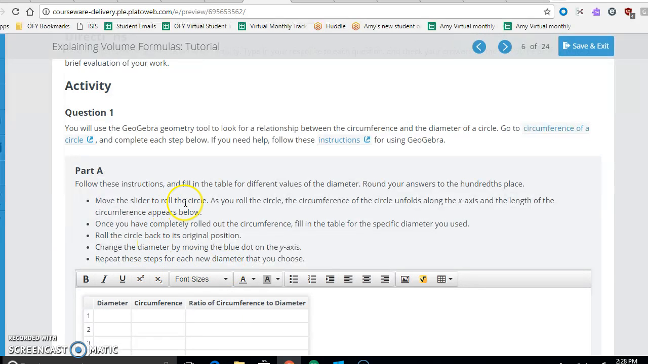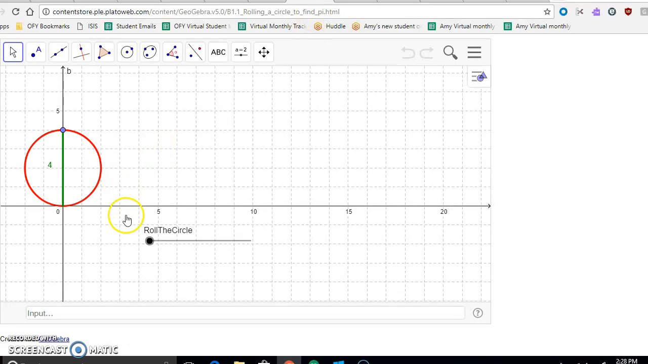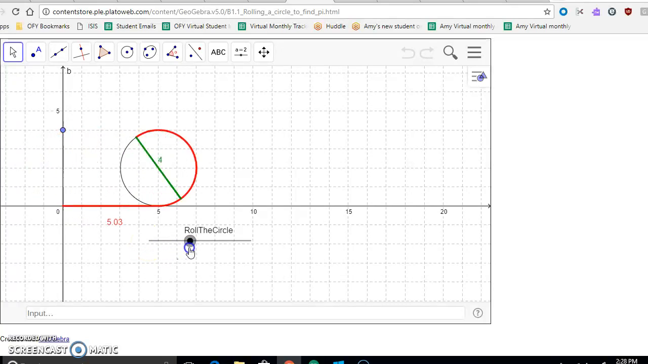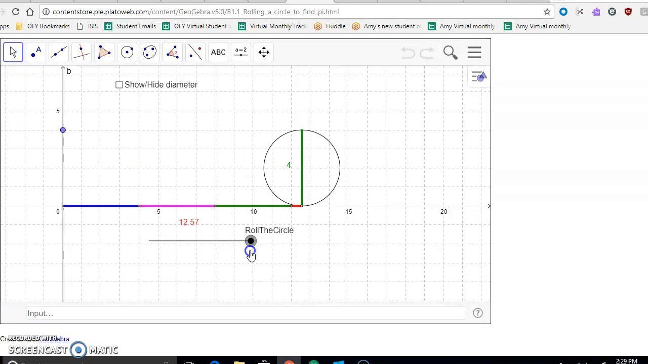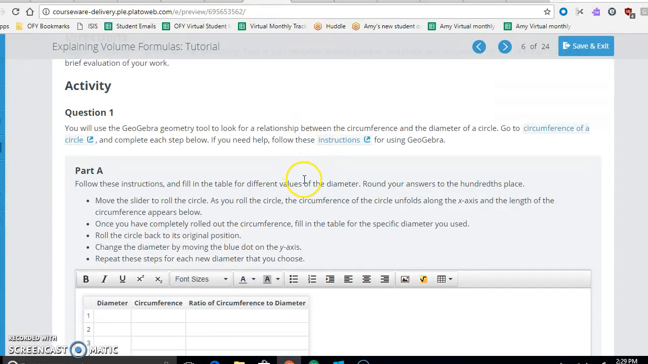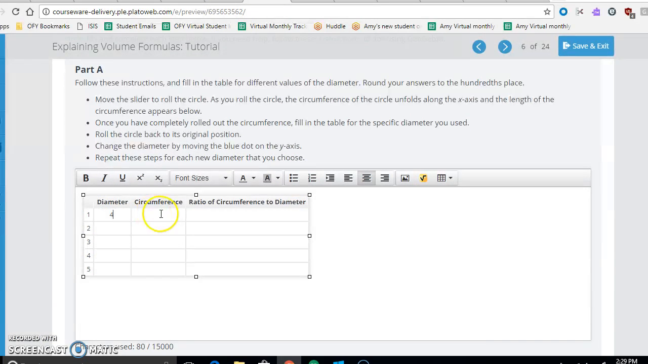Okay, move the slider to roll the circle. As you roll the circle, the circumference of the circle unfolds along the x-axis and the length of the circumference appears below. So, if I'm going to roll the circle, that's what we do down here. I'm rolling out the circumference, and so I know that my diameter right here, it says it's 4, and my circumference goes from 0 to 12.57 right here. So if we go back here, we're going to put diameter 4, circumference 12.57.